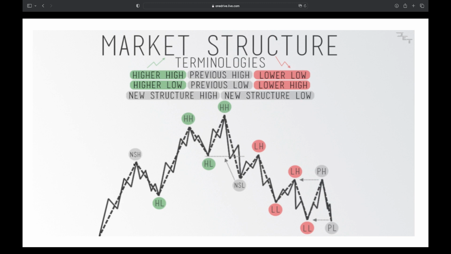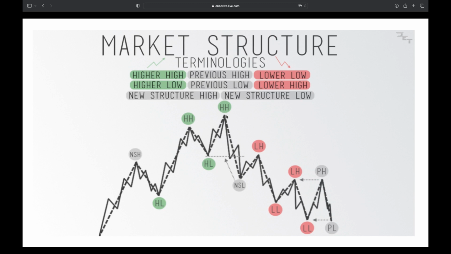So the market going up, it created a new structure high. Then it created a higher low. Then it created a higher high because this high is higher than the previous high right here. Then it created a higher low because this low is higher than the previous low. It's on an uptrend. It created a higher high.